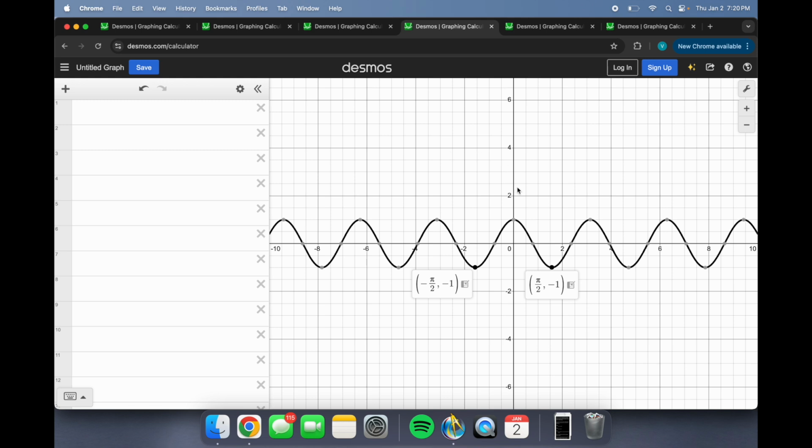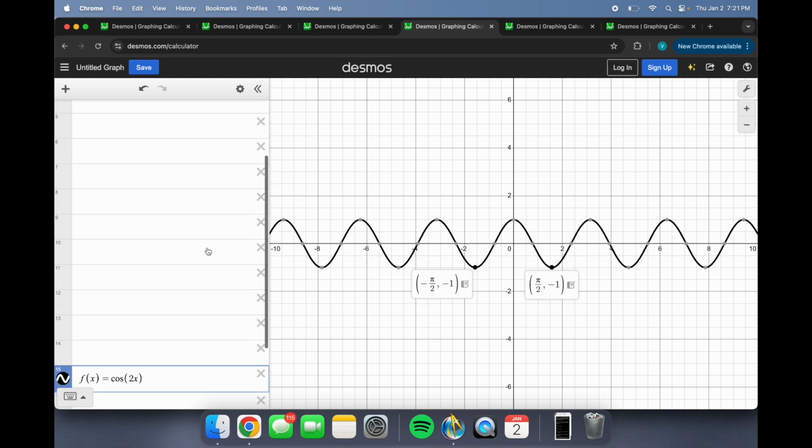What about this? So this also looks like cosine here. It starts at the max and goes down, but the period, it starts to repeat itself every pi instead of 2 pi. So it's been horizontally compressed by a factor of 2. So this is f of x is equal to cosine of 2x.